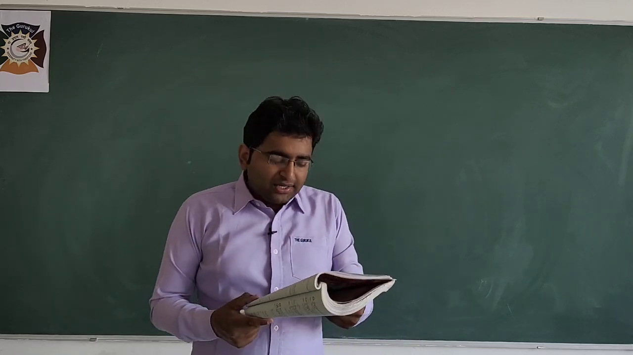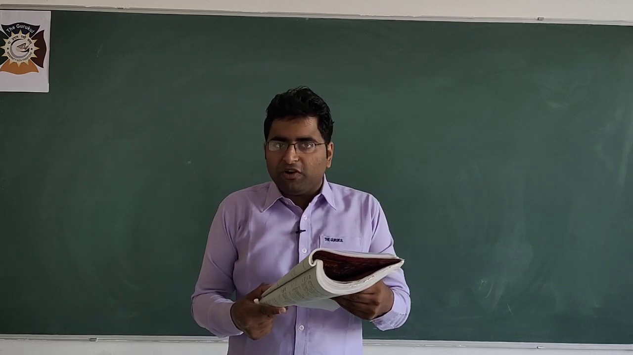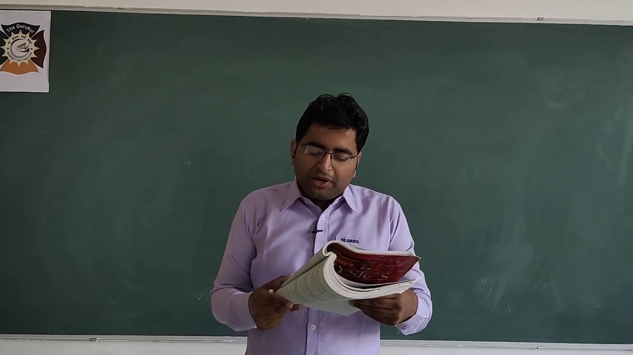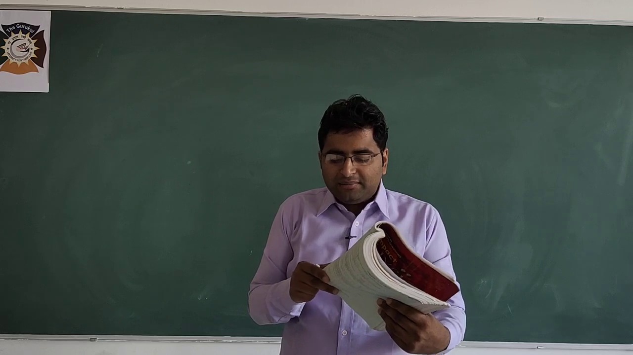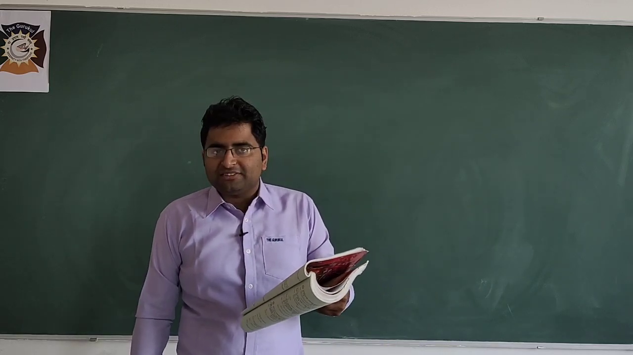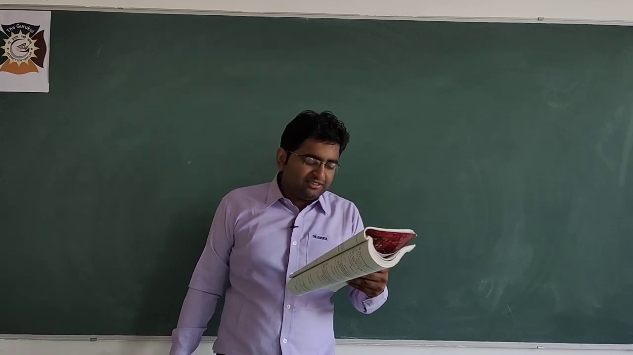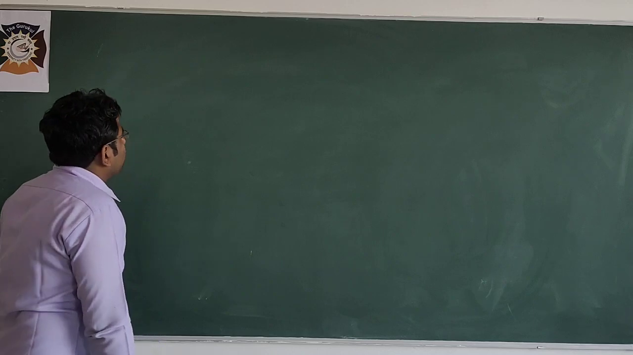A piece of wire of resistance R is cut into 5 equal parts. These parts are then connected in parallel. If the equivalent resistance of this combination is R dash, then the ratio of R by R dash is. Clear? Okay students, look.